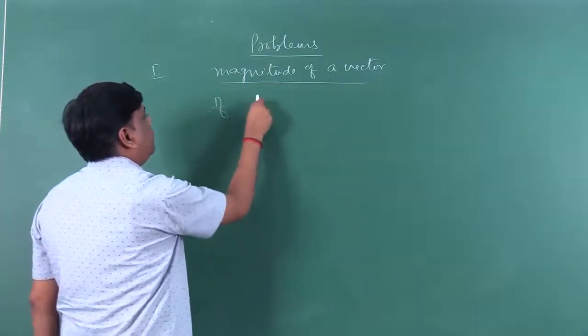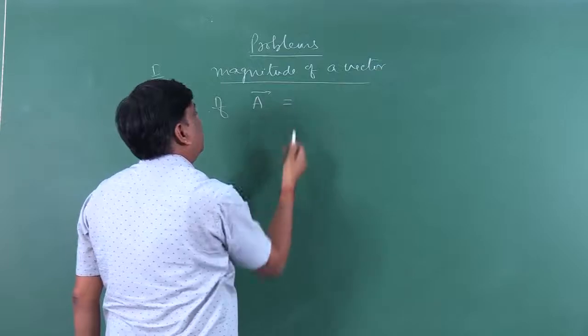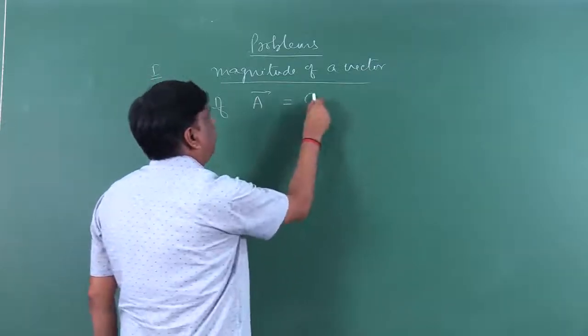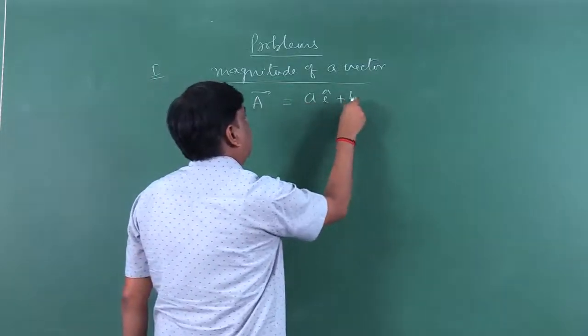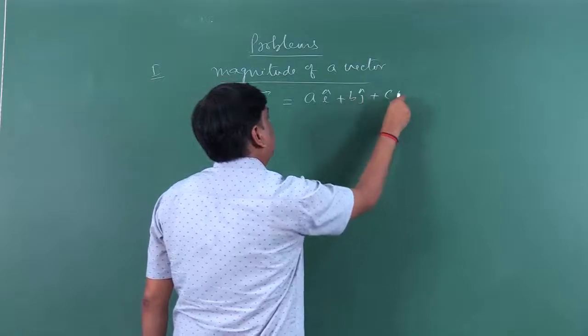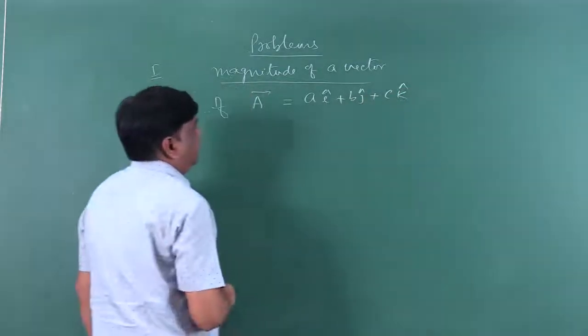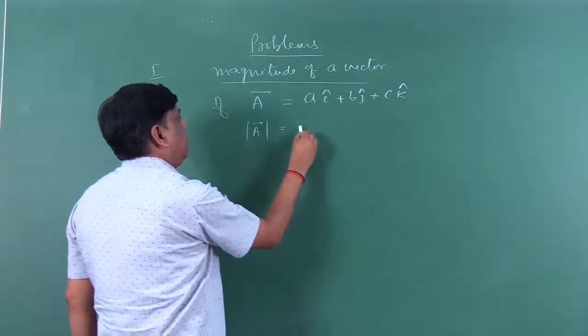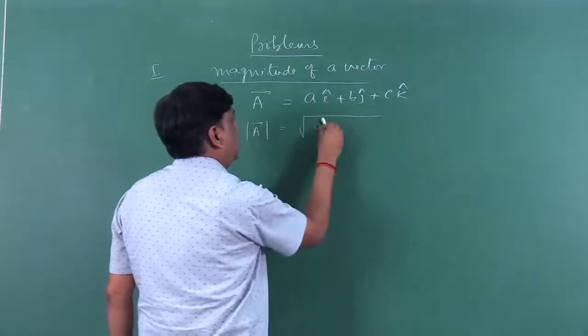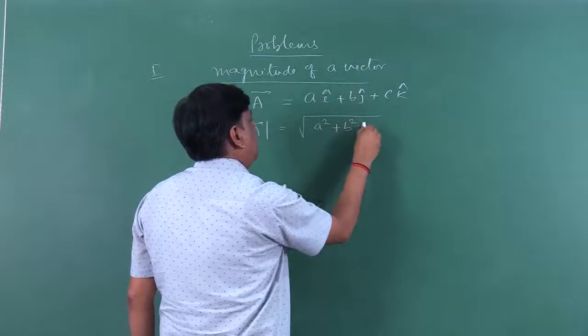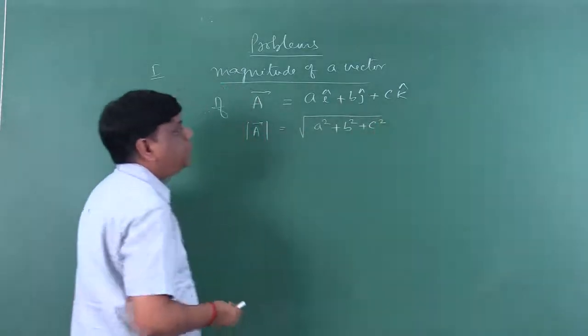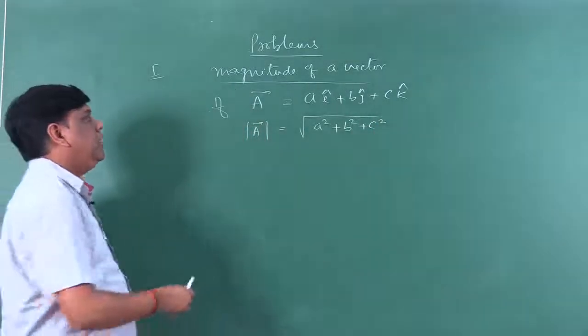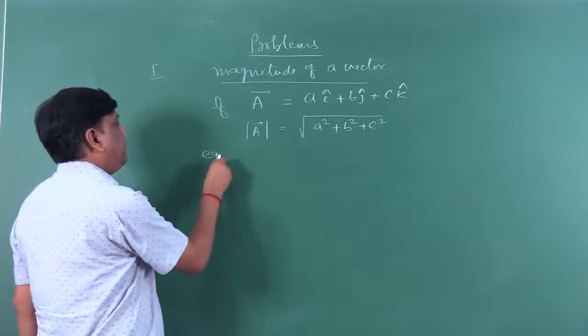Suppose a vector A is given in the form of A i cap plus B j cap plus C k cap, then the magnitude of the vector A is given by root under of A square plus B square plus C square. Okay. So let us take one example.